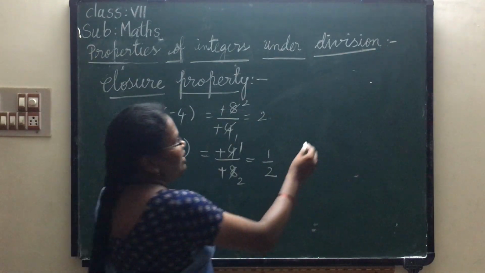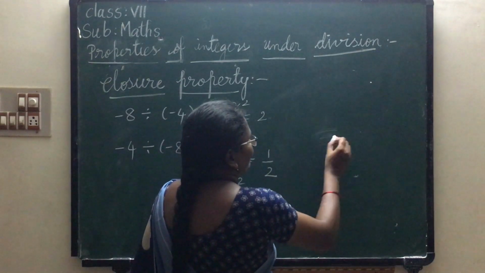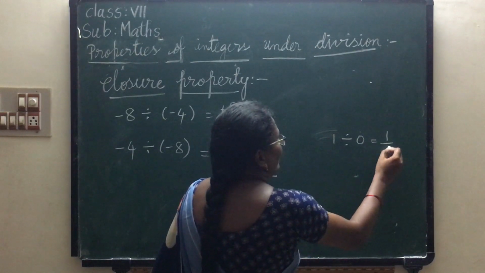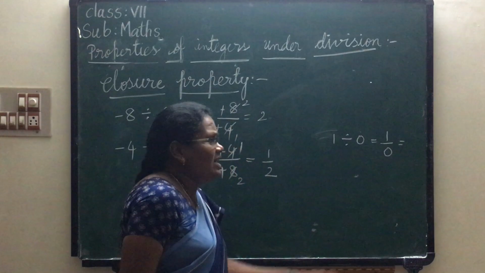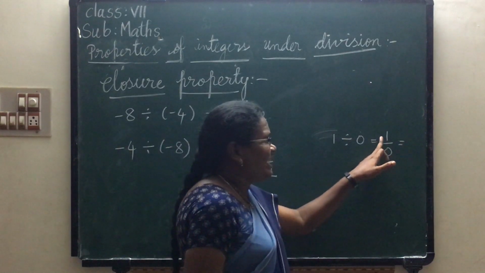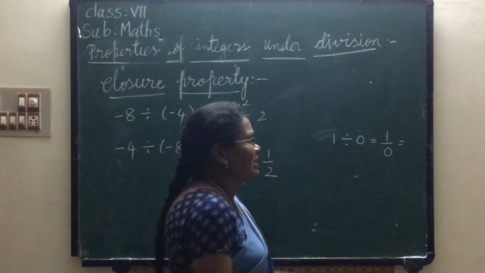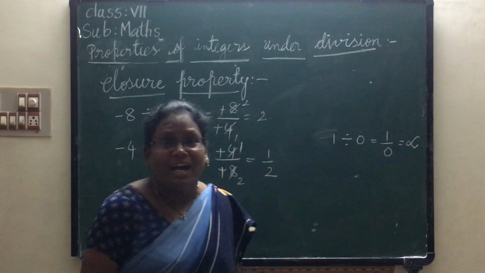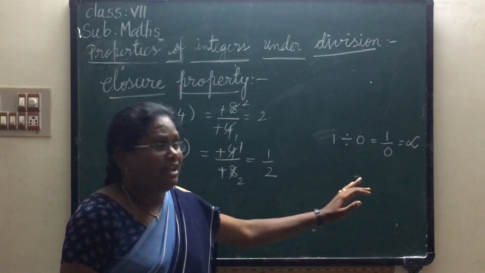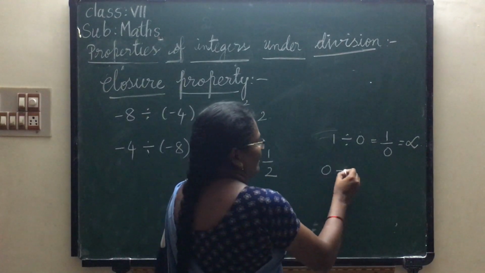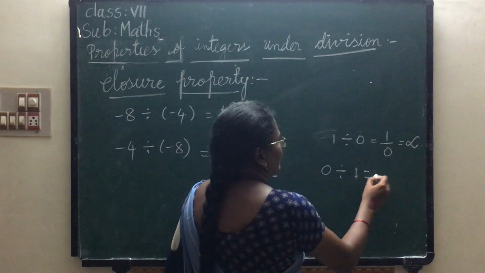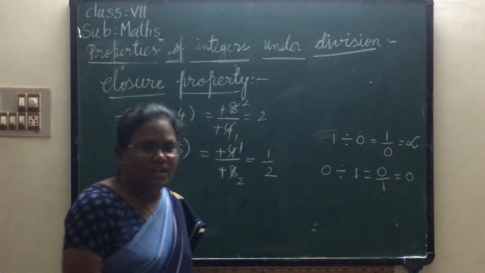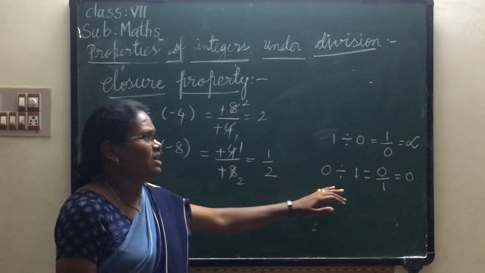Okay children, now here, any number divided by 0. For example, 1 divided by 0 means 1 by 0. Any number divided by 0 is equal to infinity. What is that? Infinity or undefined. Now, 0 divided by any number: 0 divided by 1 means 0 by 1, which is equal to 0.